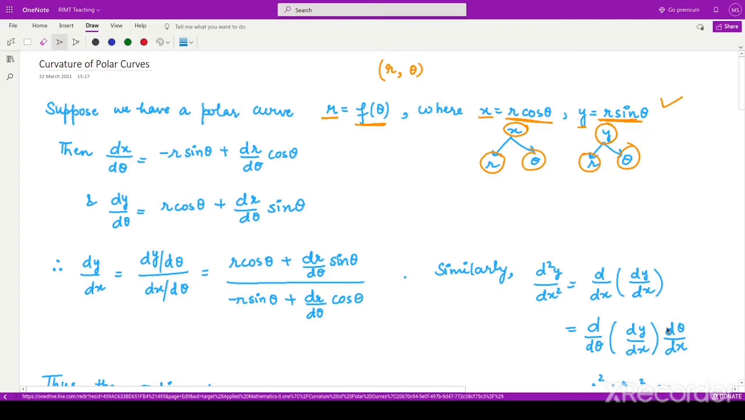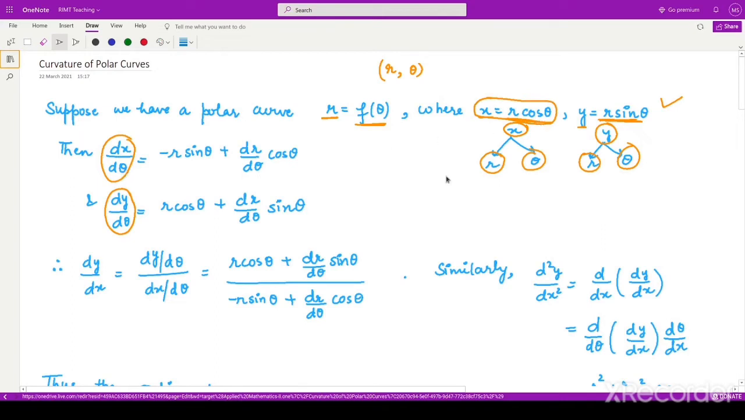So here we were discussing the polar curves. In polar curves, we have two coordinates, one is r, one is theta. And the relationship between the Cartesian coordinates and these polar coordinates r and theta is given using these expressions. So from here we can calculate dx upon d theta, and we can calculate dy upon d theta. So what we have to do is differentiate this quantity with respect to theta.